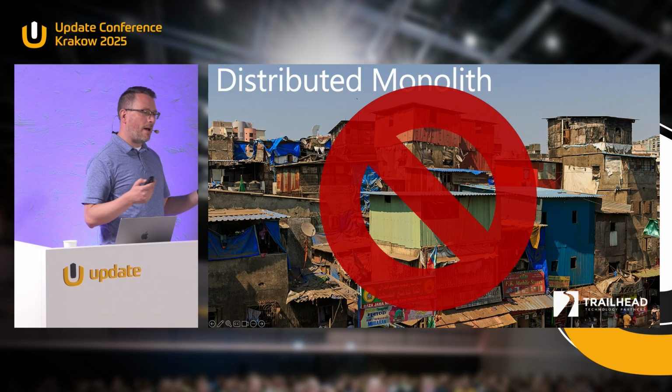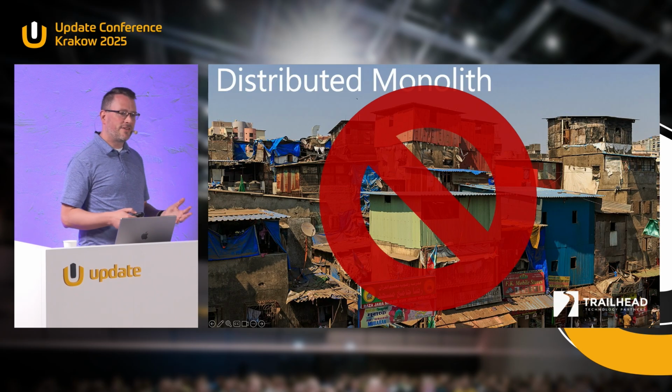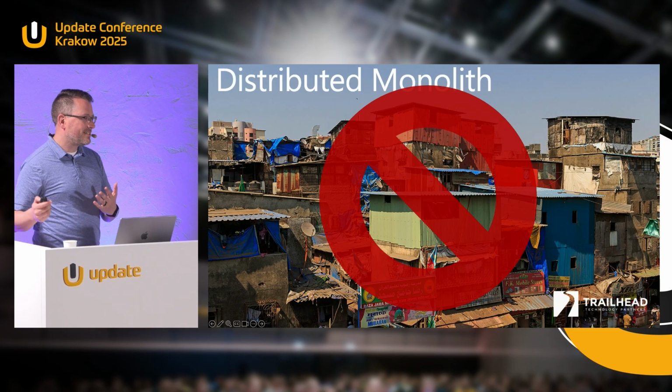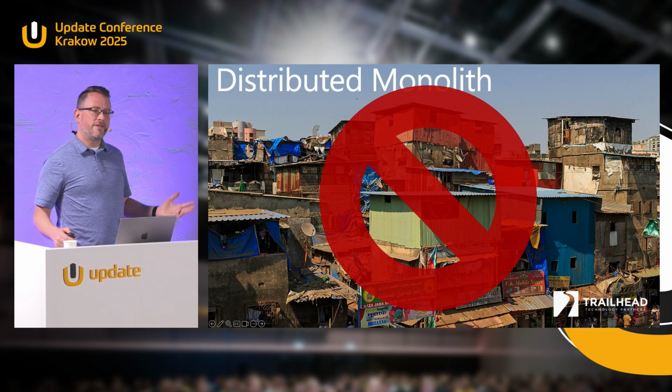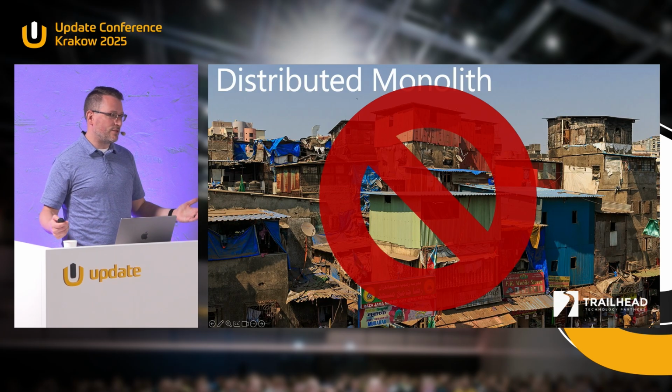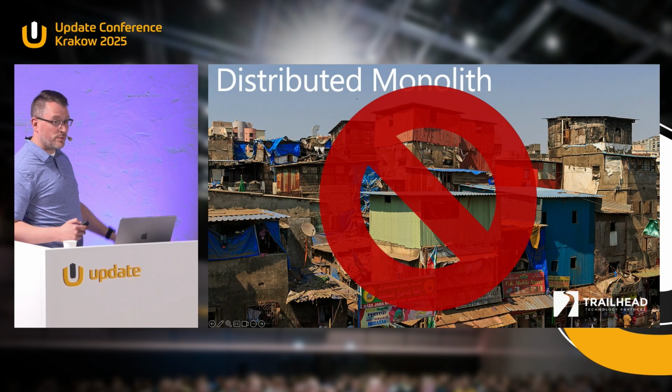You get all of the problems of a bad monolith. You get all of the problems of microservices, or all of the trade-offs. And you get very few, if any, of the advantages of those two architectures. So this is what we really want to avoid building.